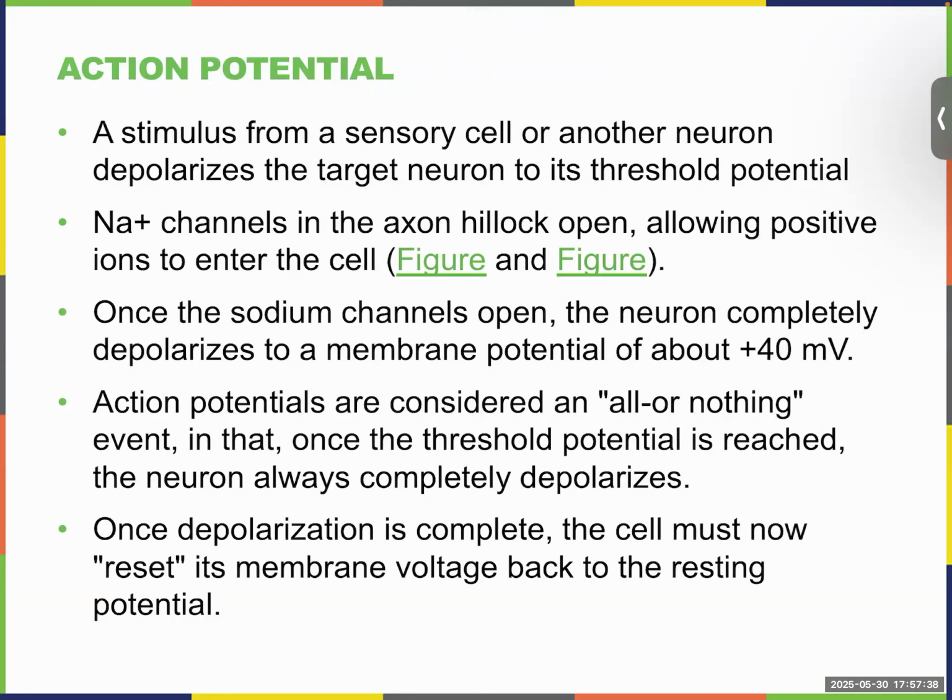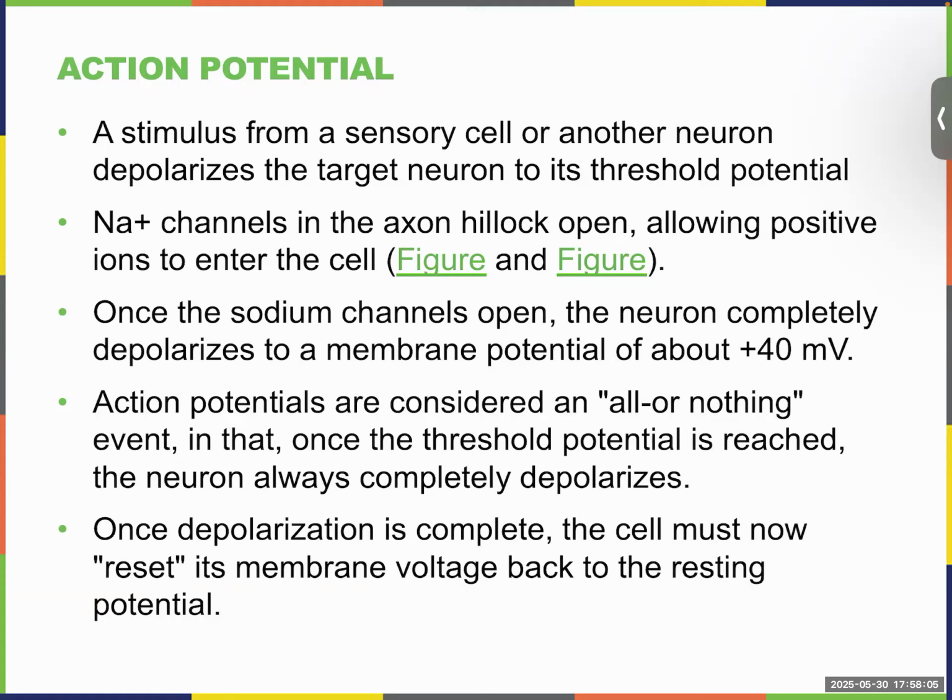So an action potential is when this nerve cell is going to get away from that resting potential of approximately minus 70 millivolts. Some stimulus from a sensory cell or another neuron will depolarize the target neuron to its threshold potential. So we're not going to have that minus 70 millivolts maintained by the sodium-potassium pump.